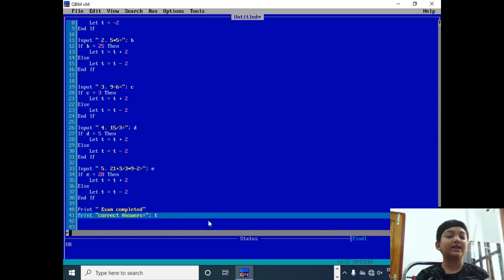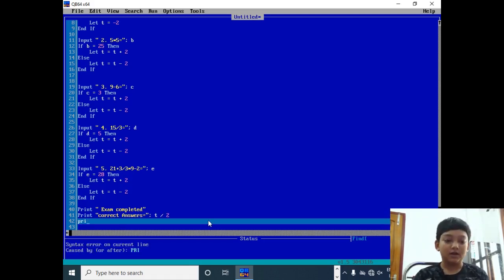I think the correct answer is t divided by how much? Where is the divided by? 2. Correct answer is t divided by 2. Why are we dividing by 2? Here is one question. If the correct answer I am giving is t, that means the point is t. Each point is how much? 2. If I divide t by 2, I will get the correct number of answers. Okay, got my point.